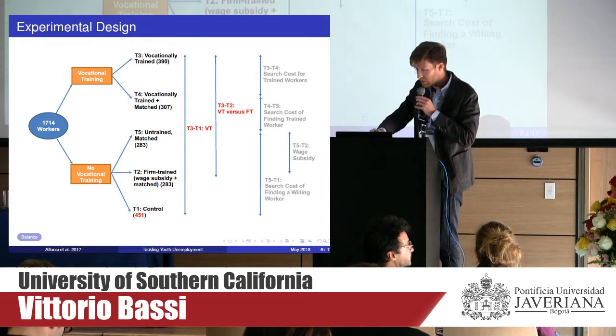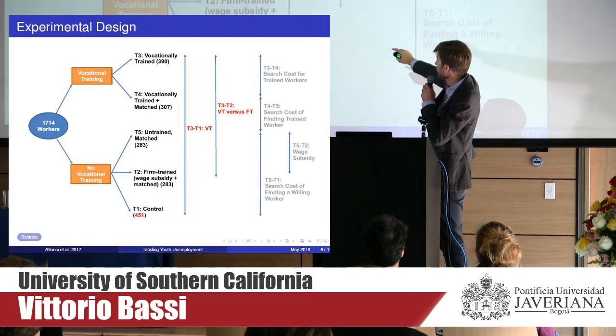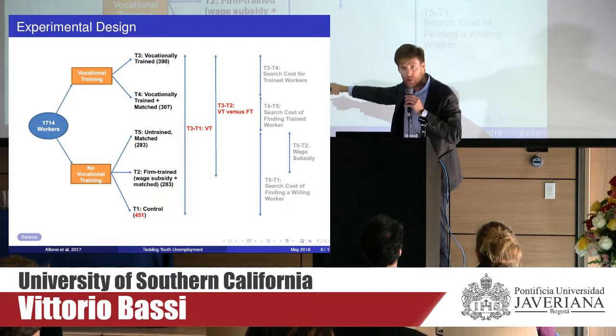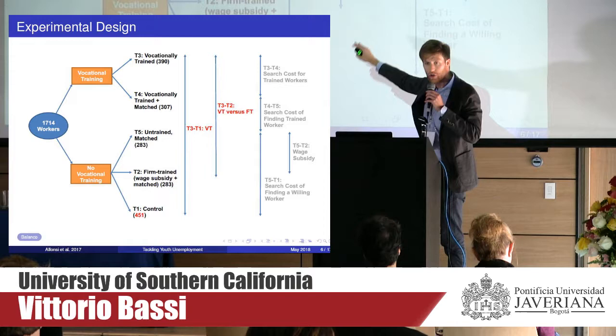As you can see from the design, we can draw a number of comparisons. In the interest of time, and also for reasons that become clear in the next slide, we are going to focus on two main comparisons of interest today. We're going to look at the pure effect of the vocational training, which is going to be T3 minus T1, and also the comparison between vocational training and firm training, which is going to be T3 minus T2.